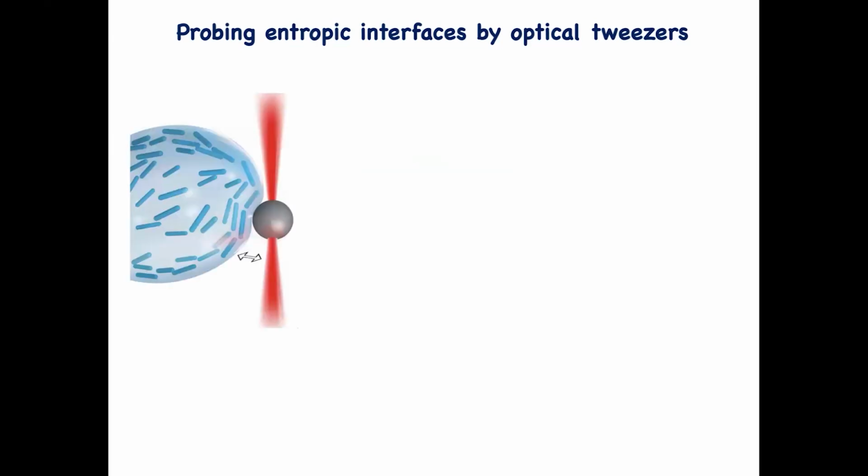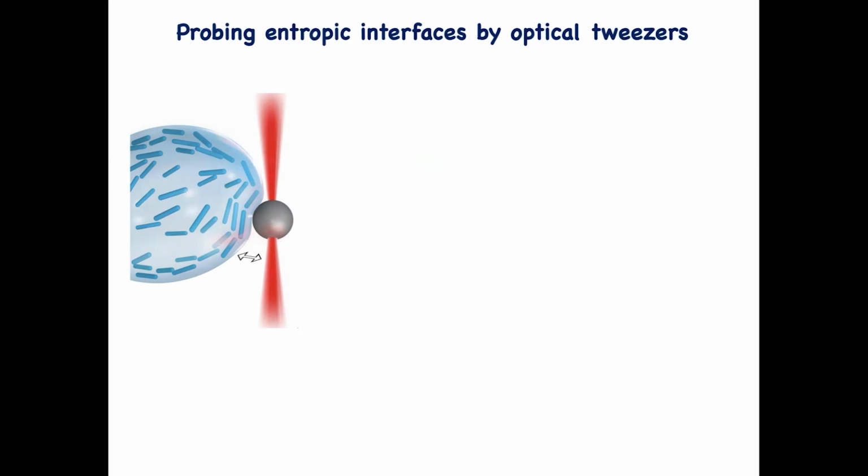So now the interfacial properties are extremely interesting. We have learned that the interfacial surface tension has an entropic origin, and we have learned that it's anisotropic. It depends on how the rods are aligned towards the interface. So a very good way to probe the interface is actually to probe it locally. And one way that we came up with recently, which is very interesting, is to use optical tweezers.